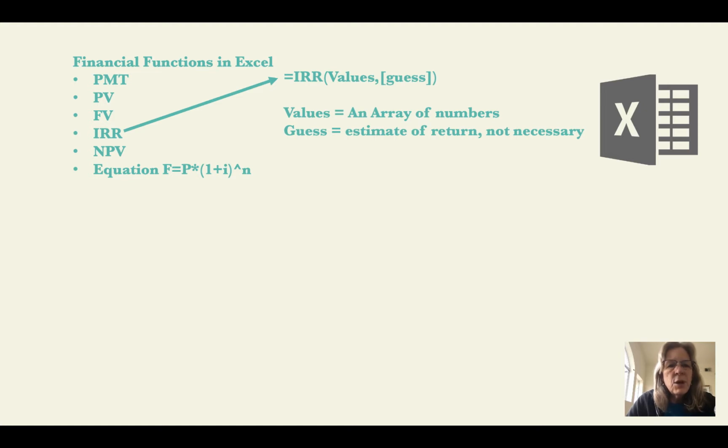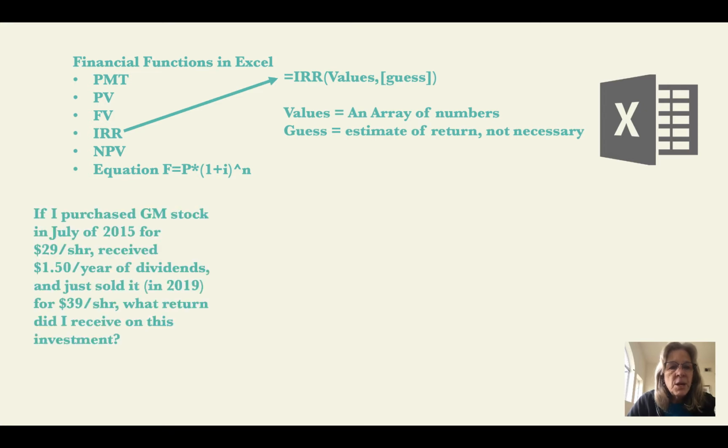What this is giving you is an interest rate. So you remember on all the other ones we've looked at so far, we are given an interest rate. But in this one, we're saying, can I find what the interest rate is given a particular set of cash flows? So if I purchase a GM stock in July of 2015 for $29 a share, I received $1.50 of years of dividends, and I just sold it in 2019 for $39 a share. What return did I receive on this investment?